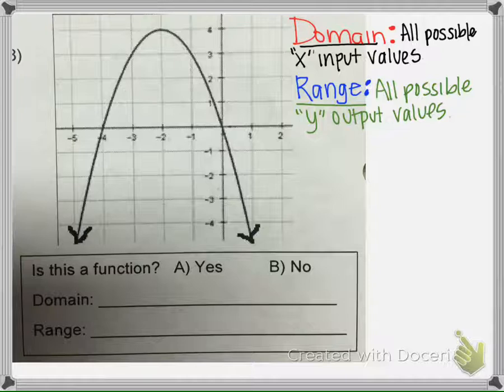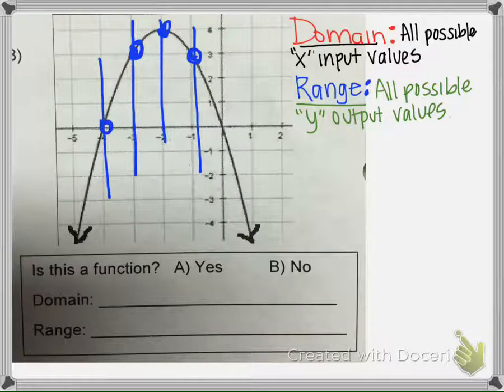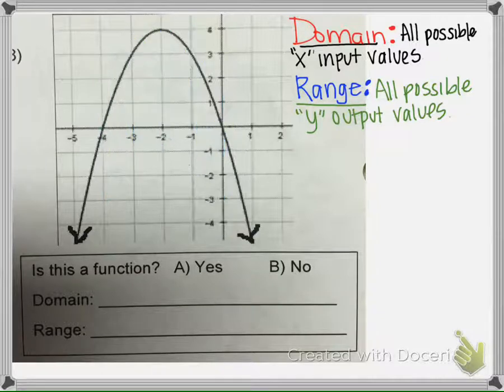Okay, let's take a look at this example here. First of all, is it a function? If I draw a vertical line, no matter where, every x has only one y. It passes the vertical line test. No matter where I draw a vertical line, it only hits the graph once, so it is a function.